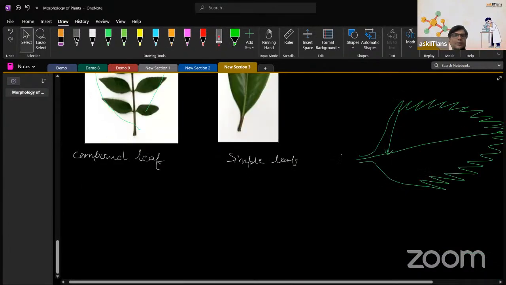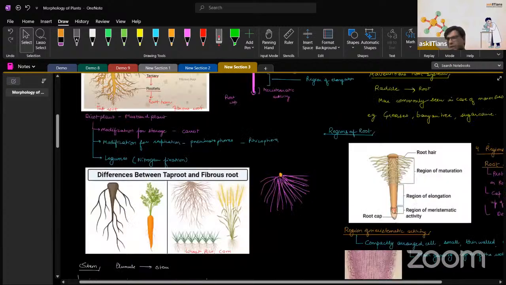We are running out of time, so we won't be able to go further. But we have discussed the morphology of the plant, basically root, stem, and the leaves. Okay, so that I would like to end today's lecture, and thank you.